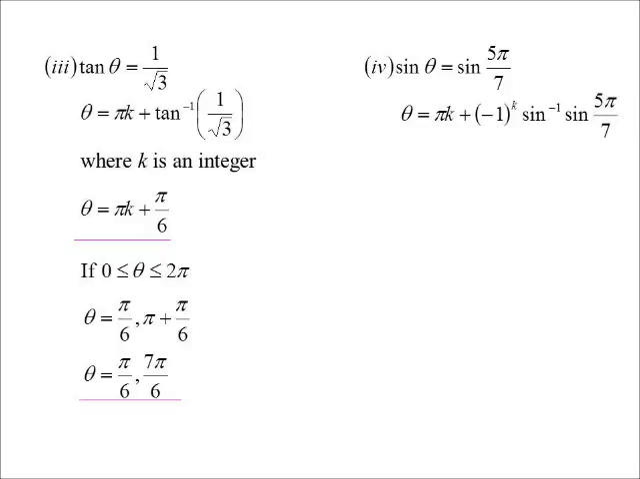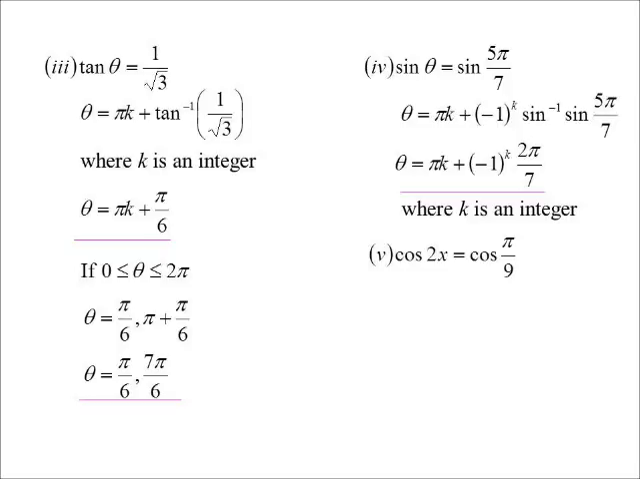So 5 pi on 7 is the obtuse angle, the matching acute angle that goes... 2 pi on 7. Very swift. Well done. So this will become pi k plus minus 1 to the power of k, 2 pi on 7. And I won't hear of any other answer. All right. Let's move to the next. Oh, cos. This time I might get it right.